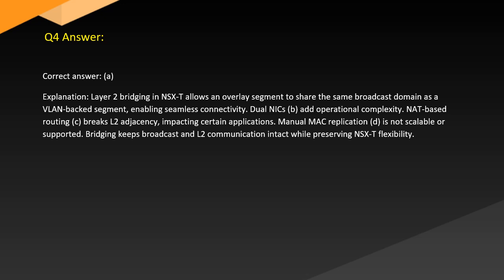Answer. Correct answer: A. Explanation. Layer 2 bridging in NSX-T allows an overlay segment to share the same broadcast domain as a VLAN-backed segment, enabling seamless connectivity. Dual NICs, B, add operational complexity. NAT-based routing, C, breaks L2 adjacency, impacting certain applications. Manual MAC replication, D, is not scalable or supported. Bridging keeps broadcast and L2 communication intact while preserving NSX-T flexibility.